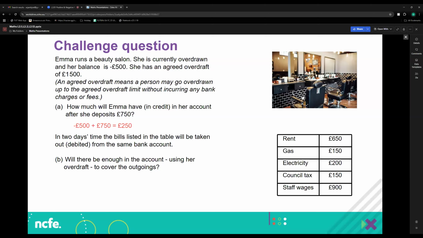Well, no, no. So look at the bills. It says rent is 650, gas is 150. See the table? Oh, I didn't see it. I was zoomed in on the other side, sorry. No worries. I'll give you a second to look at the question. Just let me know what you think, okay?